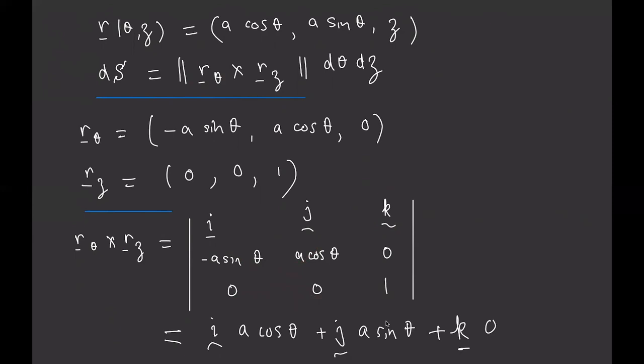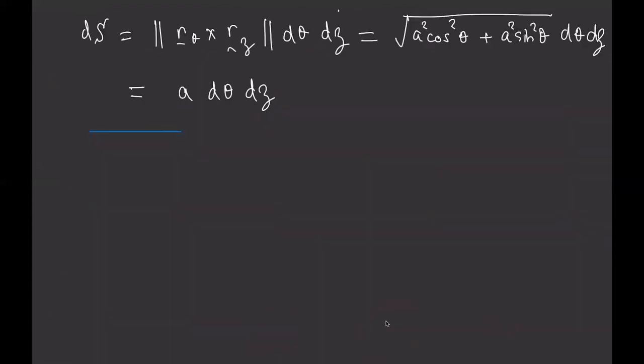So what I can see here is that when I take this cross product, I get a cosine theta and a sine theta as my components, and 0 as my other component. But what I really need is the norm of this. So it's going to be the length of this. So it's going to be this thing squared plus this thing squared plus 0 squared. That's easy enough to do.